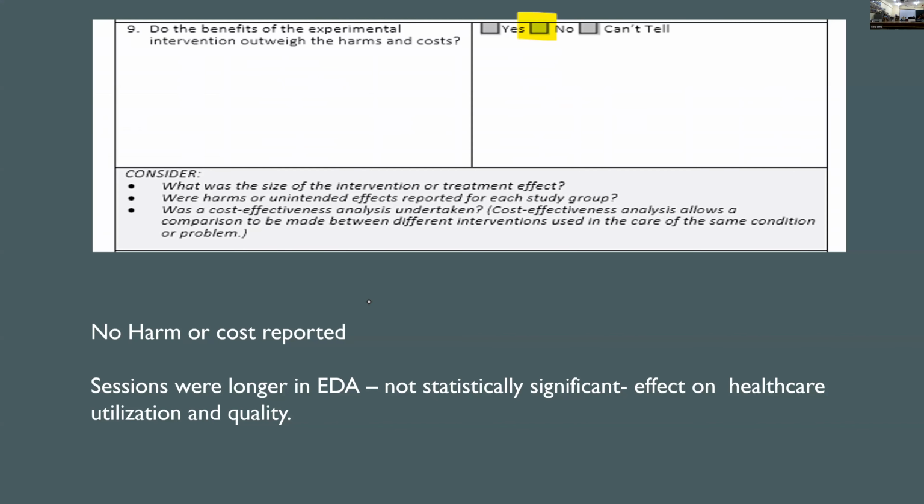Now coming to the last part: did they report any harm or cost? They have not reported any harm or cost. The only thing they mentioned is that the sessions with the encounter decision aid were longer than the other sessions, but this was one of the secondary outcomes and not significant. Will there be any effect on healthcare utilization and quality? That is something we can't answer from this.